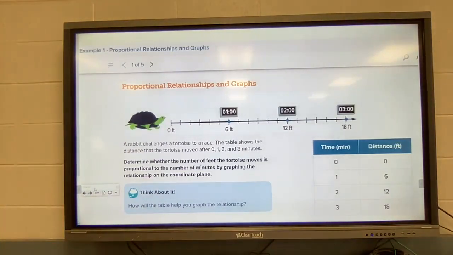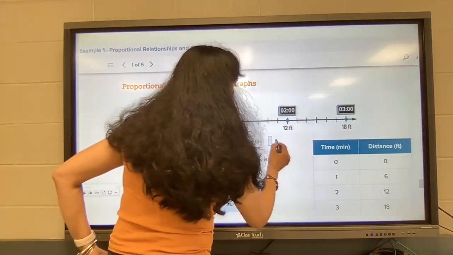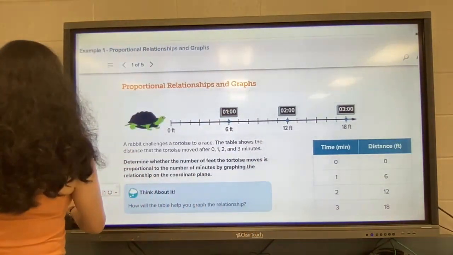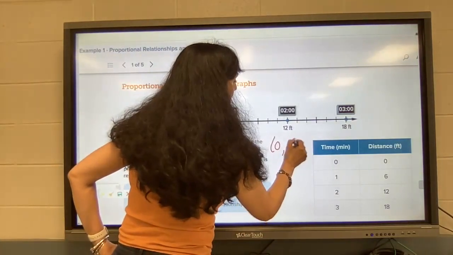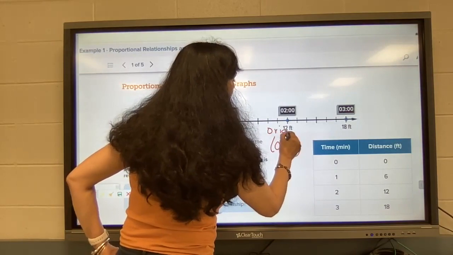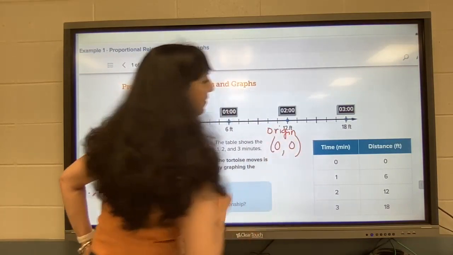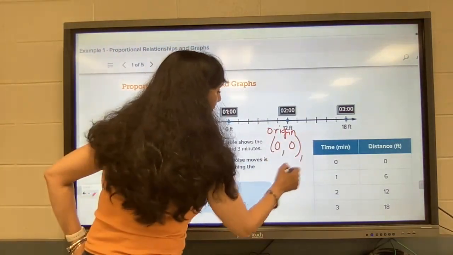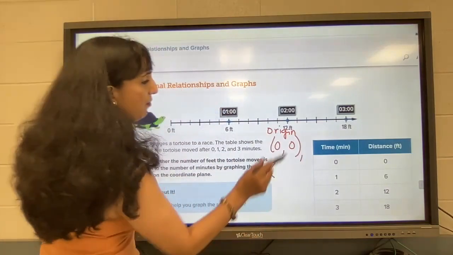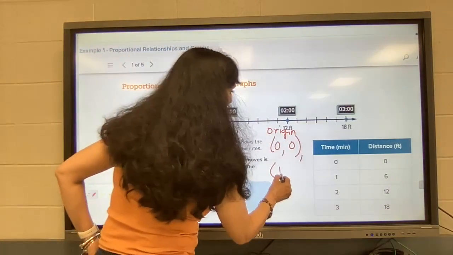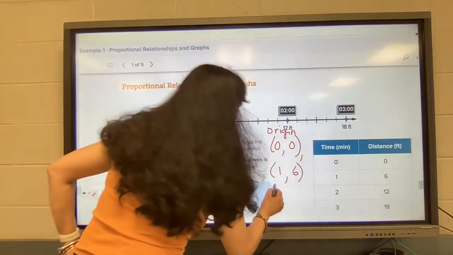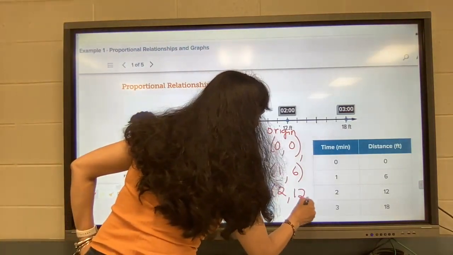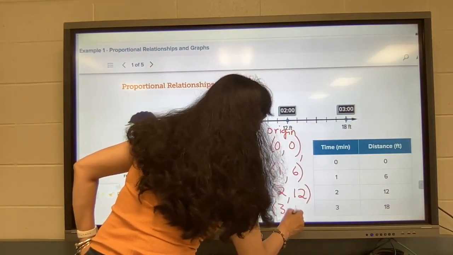Okay, so I have distance 0, 0. So this ordered pair, all right, this ordered pair is telling me that we have the line passing through the origin, and we definitely need that. Okay, then I have the ordered pairs x and y, which is 1 and 6 over here. All right, and then I have 2 and 12, and then I have 3 and 18.